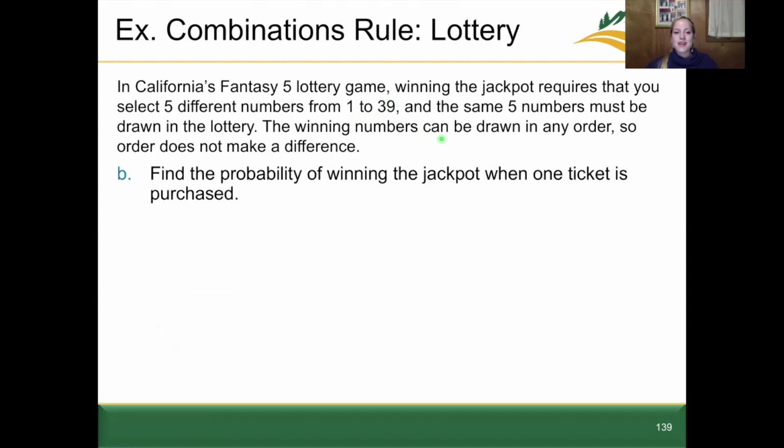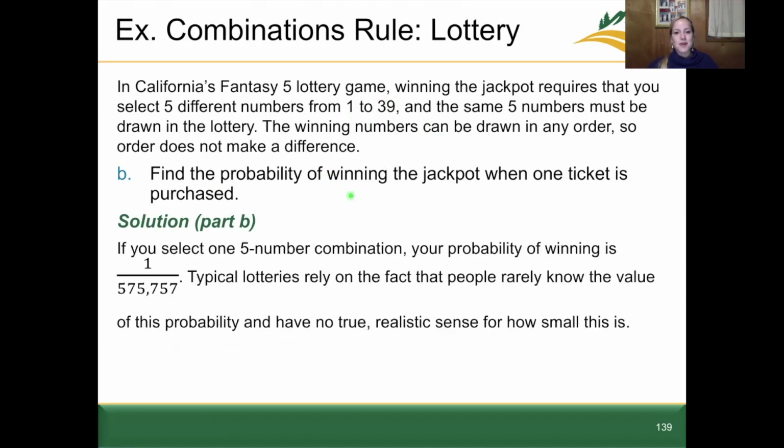To answer B, find the probability of winning the jackpot when one ticket is purchased. For part B, we're really saying we're selecting one ticket out of all those different possibilities. So that's really 1 over 575,757 different possibilities. Maybe you do know someone who has won the lottery.